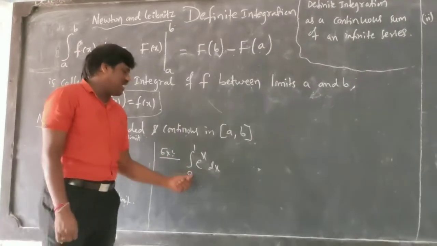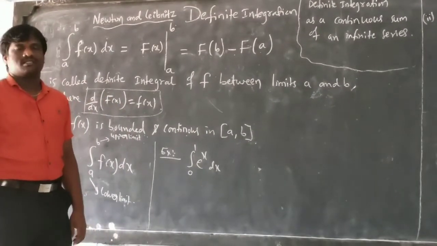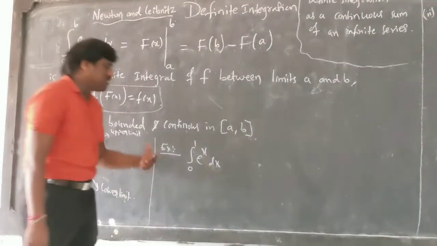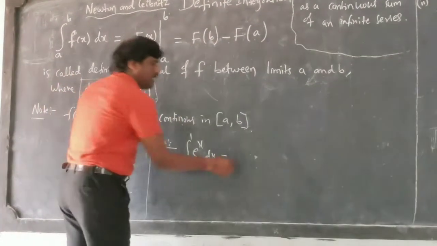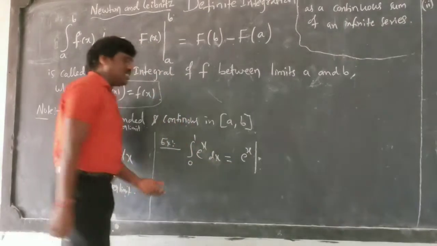You have to find the integration of 0 to 1 e power x dx. How to find this one? This is simple. You can integrate this one. What is the integration of e power x? E power x. E power x integration is e power x.